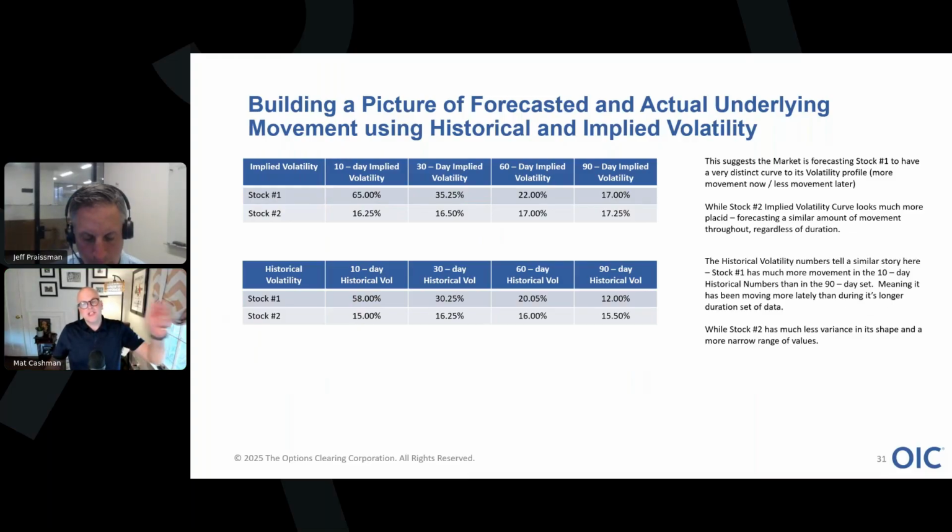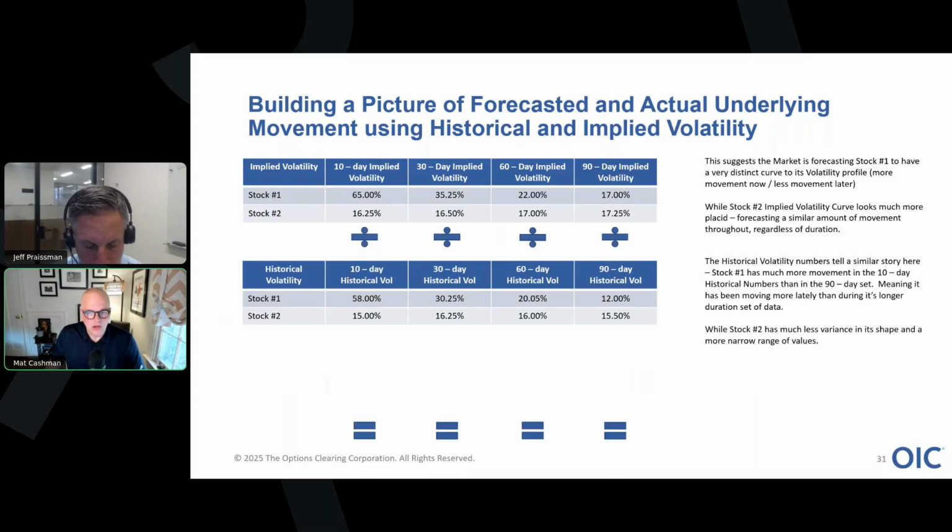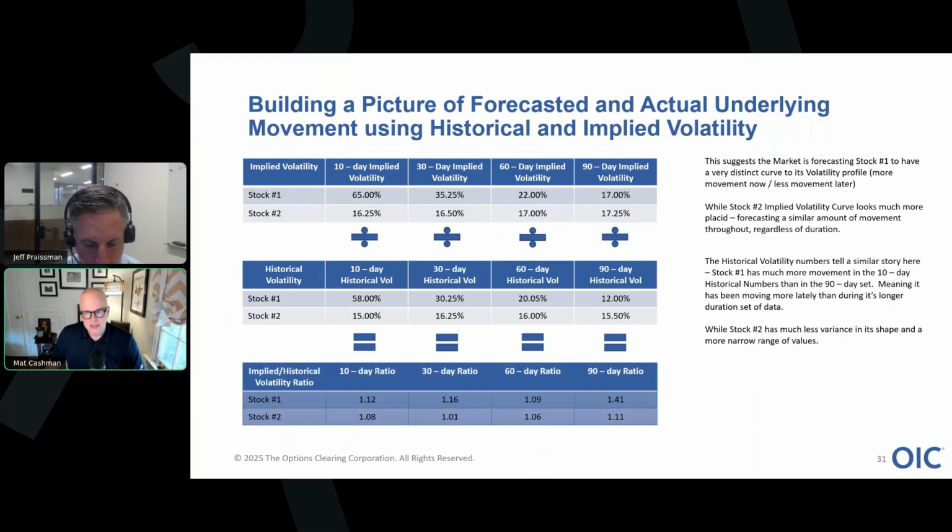Now, what I am suggesting is that we take the implied vol and we divide it by the historical vol. The reason why is because I think that this gives you a really good idea of the ratio of those two things. And what I think it does is it allows you to think about this in terms of how much something is priced as far as movement is concerned and how much it has moved over the last same N number of days. What that gives you is the implied historical vol ratio. In this case, you have a 10-day ratio, a 30-day, a 60-day, and a 90-day ratio.